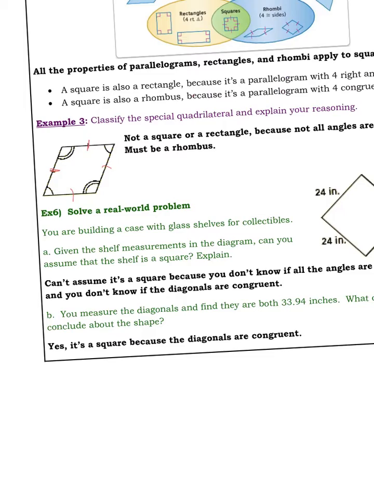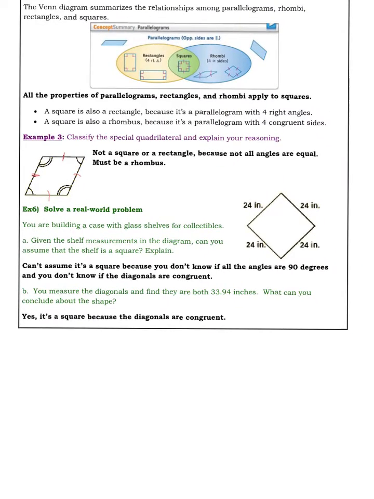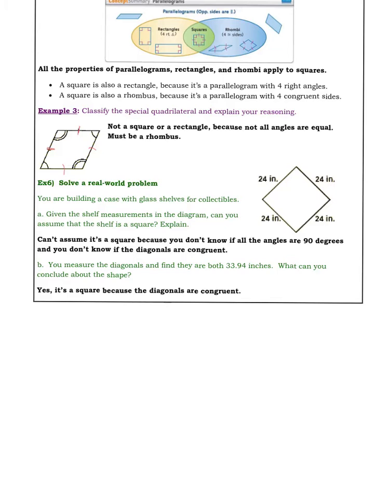Example 6, I got my numbering wrong, no big deal. Solve a real world problem. It says, you are building a case with glass shelves for collectibles. Given the shelf measurements in the diagram, can you assume that the shelf is a square? Explain. So I have all 4 sides the same. So my gut instinct is to say yes, but this explanation down here is important. You can't assume it's a square because you don't know if all the angles are 90 degrees. You don't know if the diagonals are congruent.